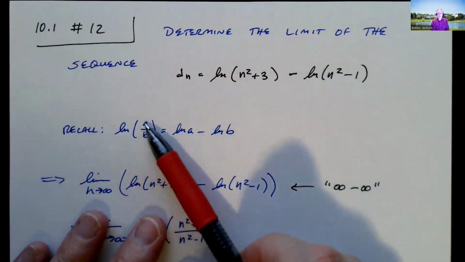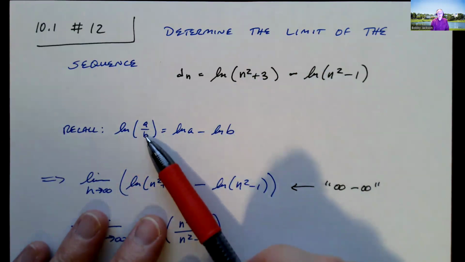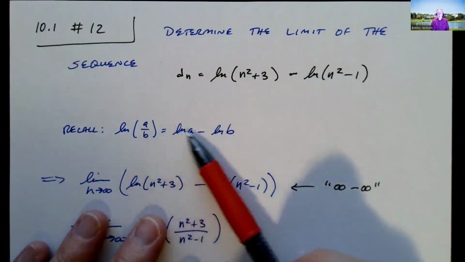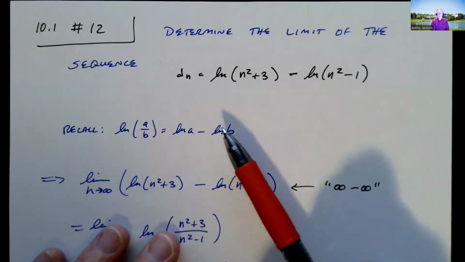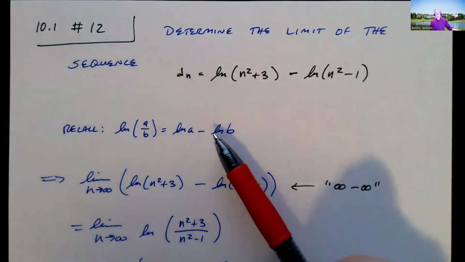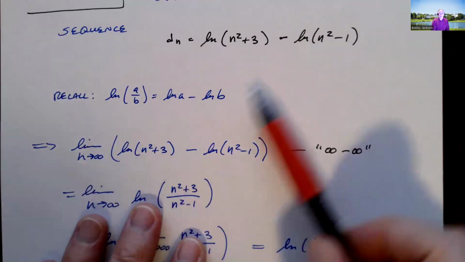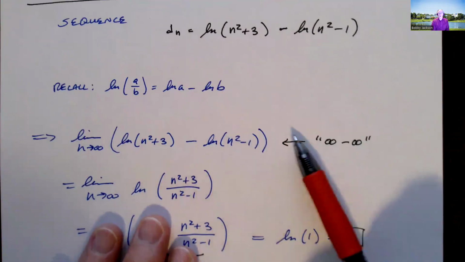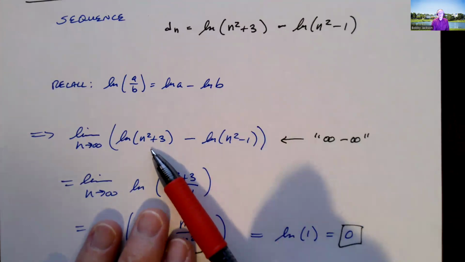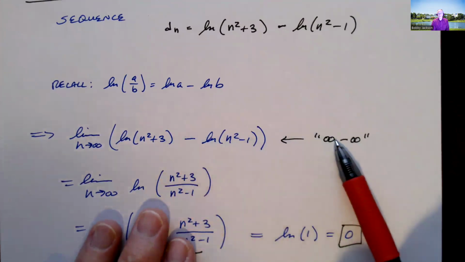Again, logarithms are exponents, so when we're dividing like bases to different powers, we subtract those powers, and that's why this works. So let's take a look at our sequence and what's the limit as n goes to infinity. Well, it is going to be of the form infinity minus infinity, so that is indeterminate.